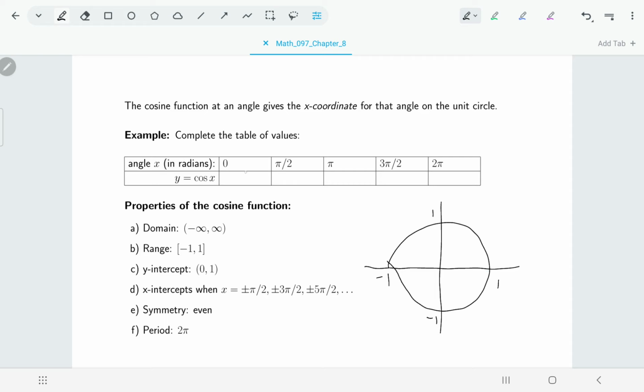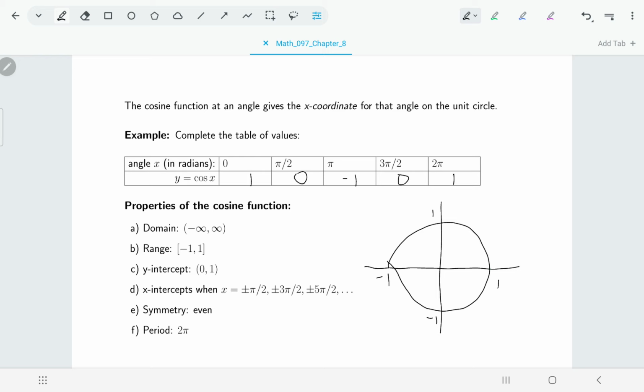And so at 0 radians, the x value is 1. Then our x value is now 0. Then as we travel to pi radians, the x value is negative 1. Then as we travel to 3 pi over 2, the x value is back to 0 again. And then at 2 pi, our x value is back to being 1.